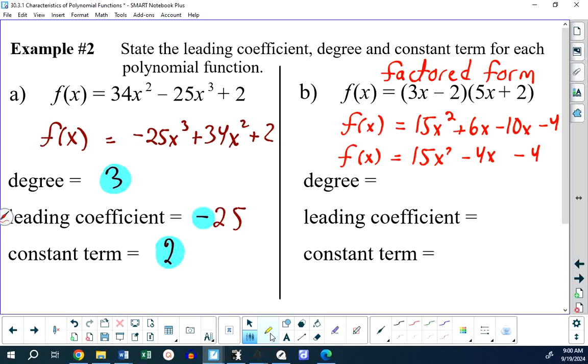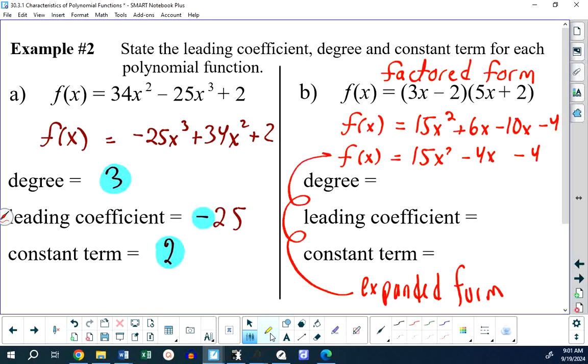Okay. What we call this, and I've run out of room, so I'll write it down here, is expanded form. That's expanded form. And it's the expanded form that's important. Don't get me wrong. Factored form tells us in some ways a lot more information than expanded does. But that's not what we're learning about today.